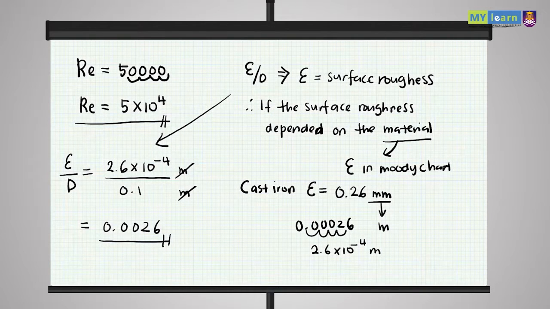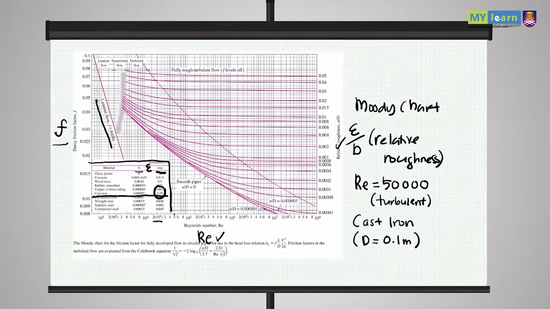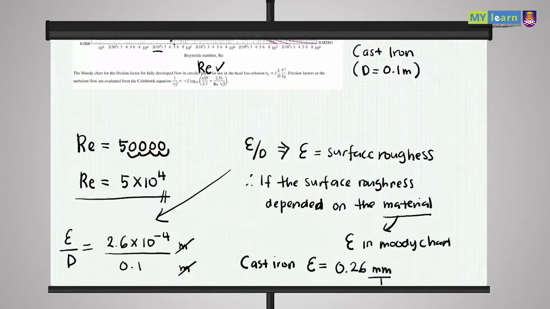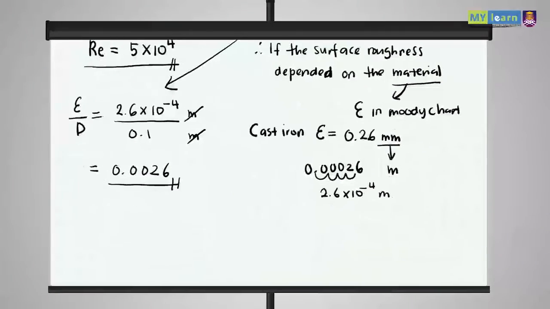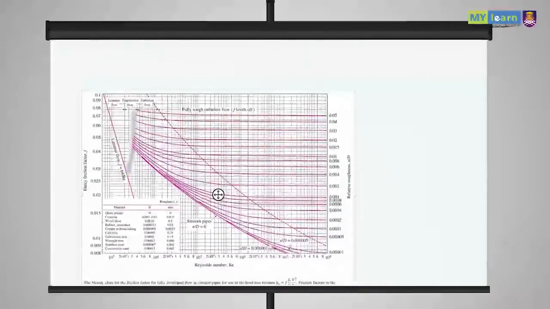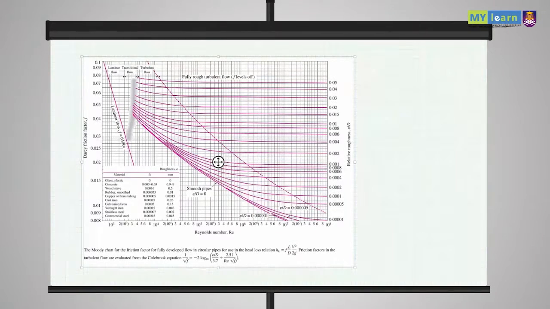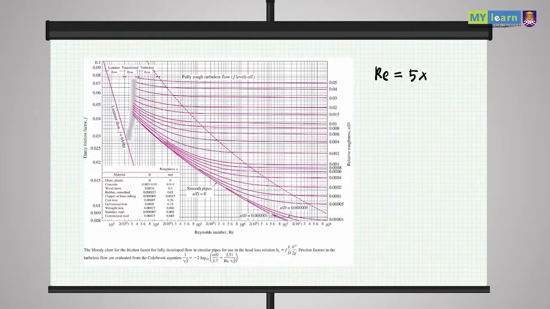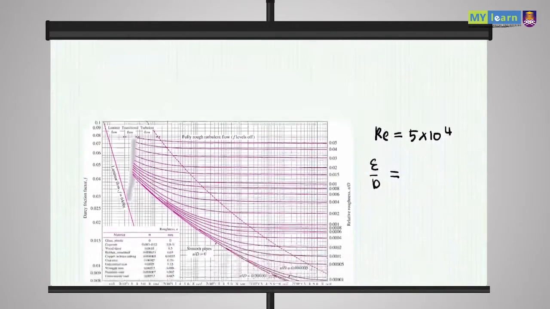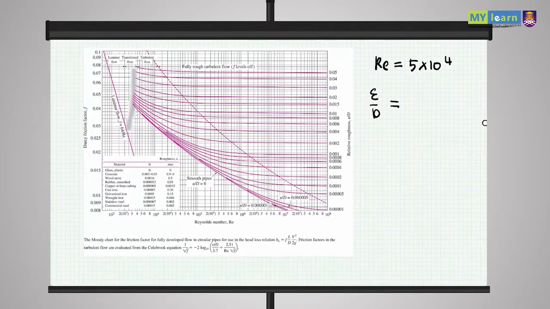Since our Moody chart at the top is full of wordings and everything, we are going to use a new Moody chart at the bottom. So now the Re is equal to 5 times 10 to the power of 4, and epsilon over D is equal to, sorry, I forgot just now, 0.0026. How are we going to use the Moody chart?